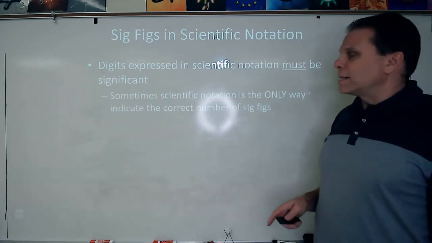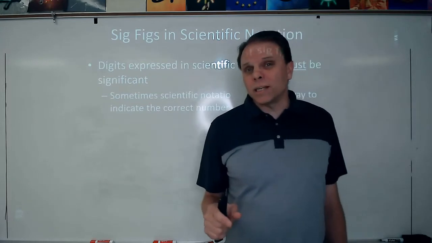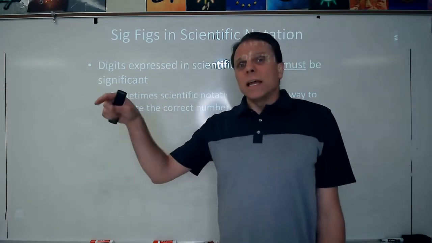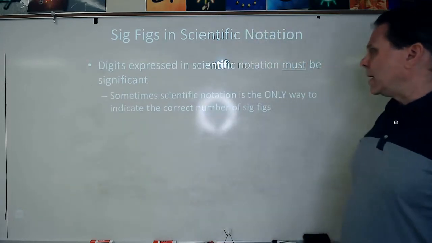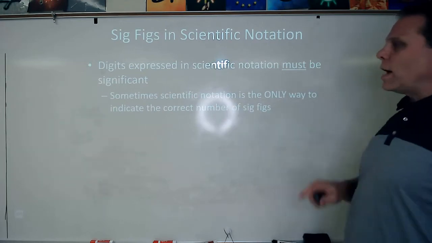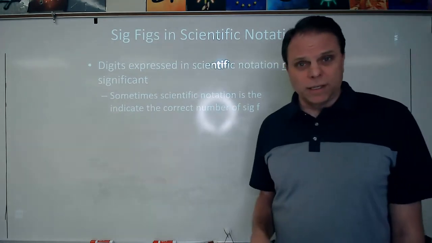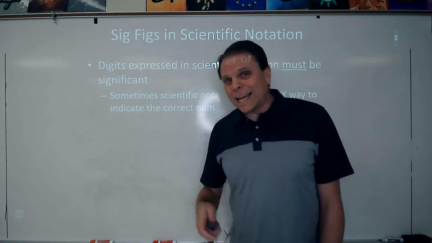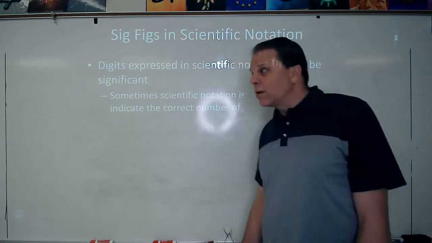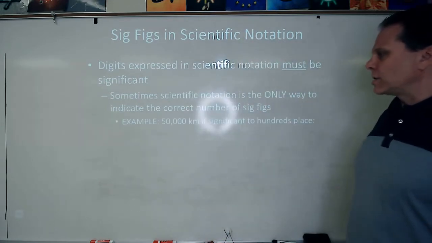Keep that in mind. And sometimes we're going to actually use scientific notation to write numbers in the correct number of sig figs, okay? Sometimes it's the only way to indicate the correct number of sig figs. You actually have to write it out in scientific notation to get it. So you really need to know how to do scientific notation. So don't just glaze over this.